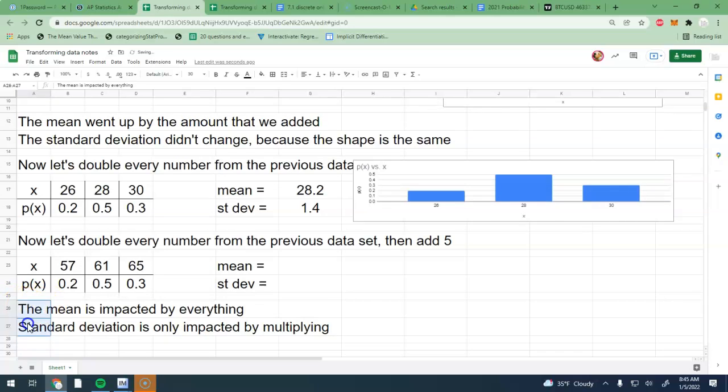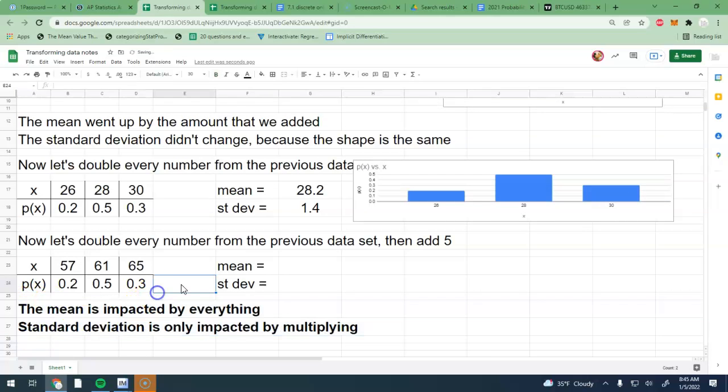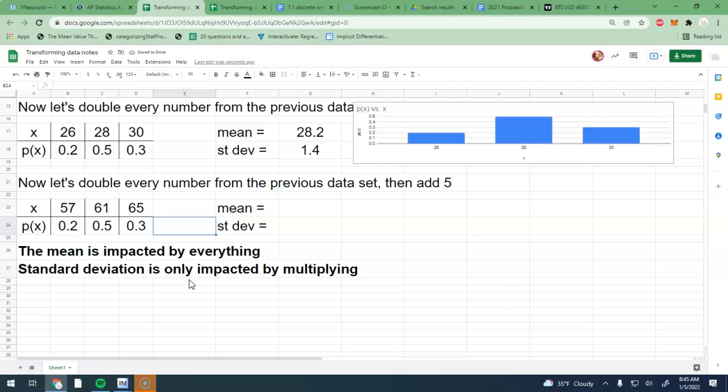So this is kind of your summary. The mean is impacted by everything. Standard deviation is only impacted by multiplying.